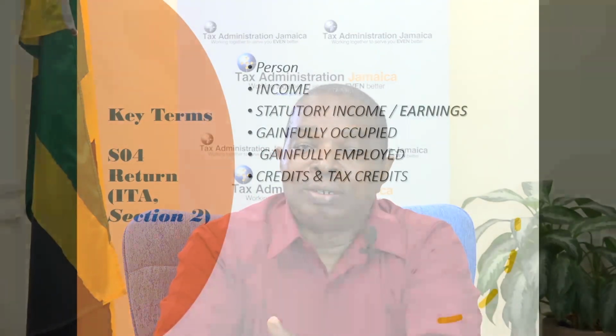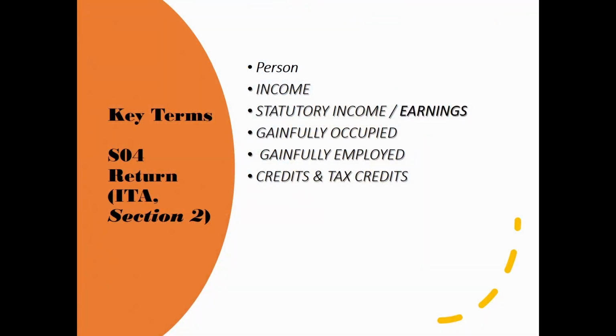All right, so person. Person here used in taxation usually refers to an individual or a body of individuals. We call a group. But in this case, for today's purpose, using the S04 return, when we say person, we are referring to an individual. That is why we include partners in the partnership and the others that we mentioned.